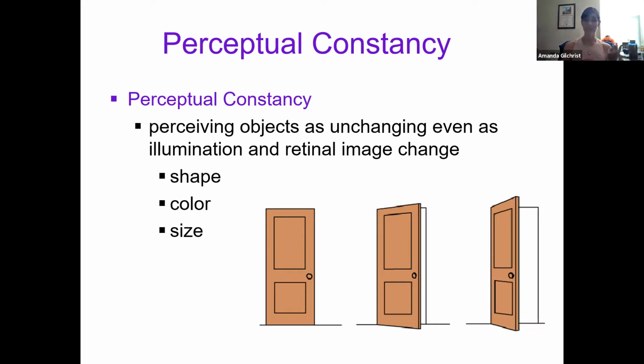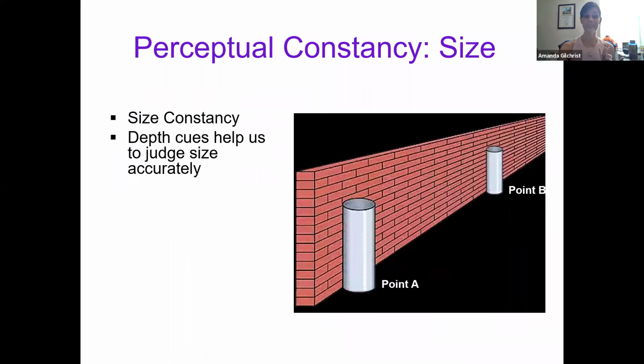So despite the fact that objects are constantly changing their shape in our view, or there are changes in color due to lighting conditions, or objects change their size based on depth and distance, we perceive objects as unchanging, even when the conditions around us, such as the lighting conditions or our retinal images, change. And this is what is known as perceptual constancy. The world is always changing, but we are going to assume that objects and object properties generally are not changing. So let's talk about each of these in greater detail.